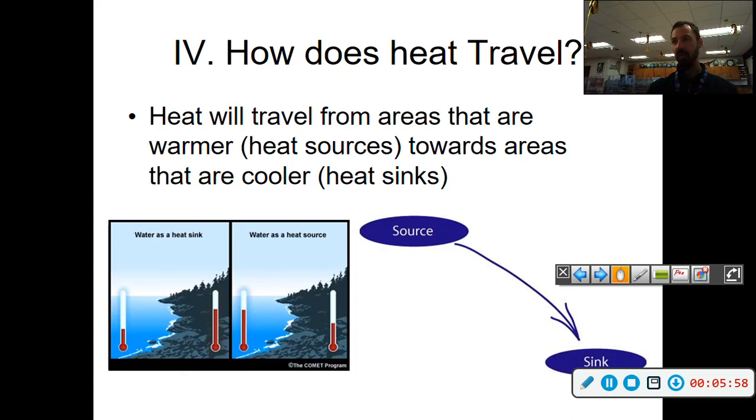You open your fridge door, you go to grab whatever. There's heat going into your fridge. That's why you got to keep it closed, or make sure you close it pretty quickly after grabbing something out of there. You don't want too much heat to get in there.